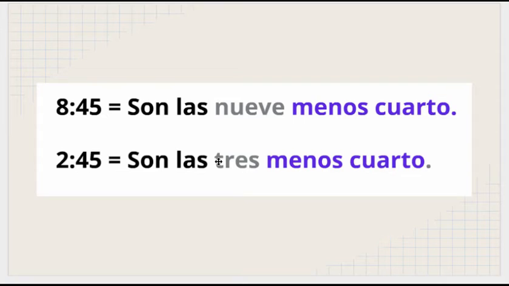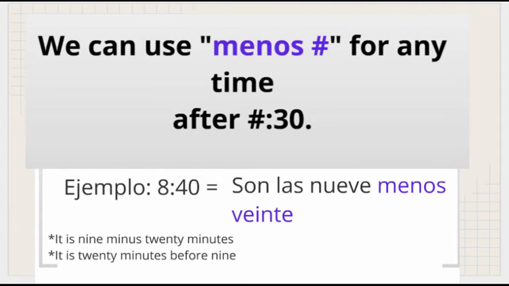All right, there is one more piece to this, and maybe you've thought of it already. We don't always just say quarter to 9. Sometimes we say 5 before 9. So we can use that menos, like we did for menos cuarto, for any time after 30. Let me give you an example. 8:40. It's 20 before 9. Son las 9 menos 20. It's 9 minus 20 minutes. Or 20 before 9.